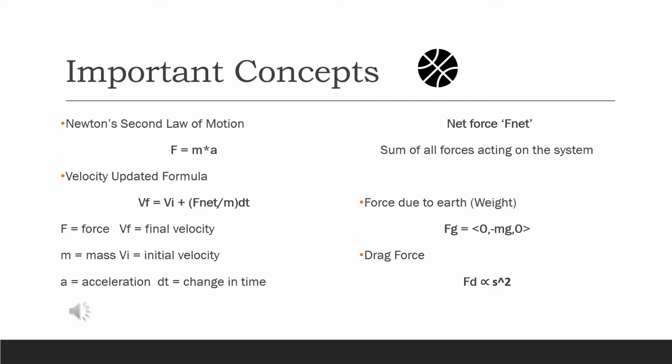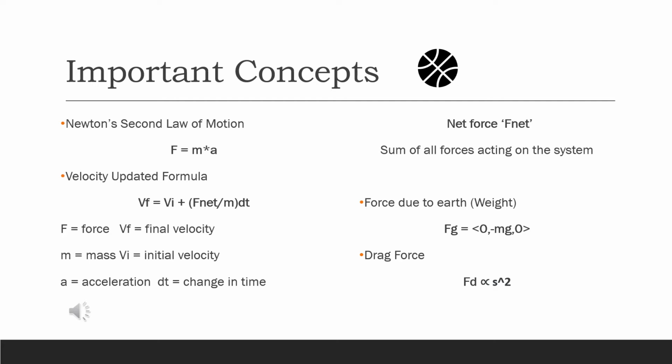Now, from the fundamental principle, we can get to the velocity update formula, which states that the final velocity of my object equals its initial velocity plus the net force divided by the mass multiplied by the change in time. So, why am I sharing this formula with you? Because of the net force. The net force is what is going to carry us through this experiment.